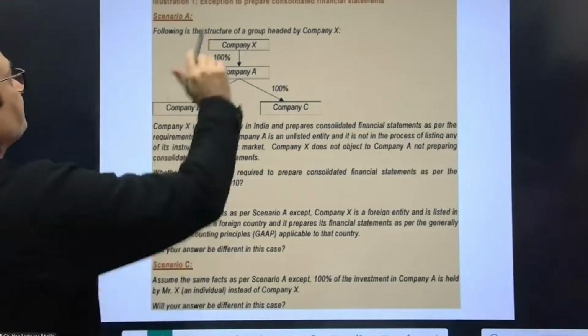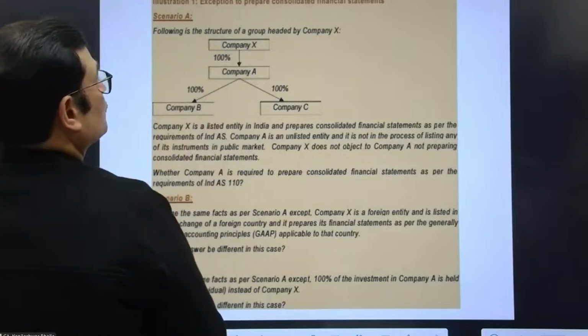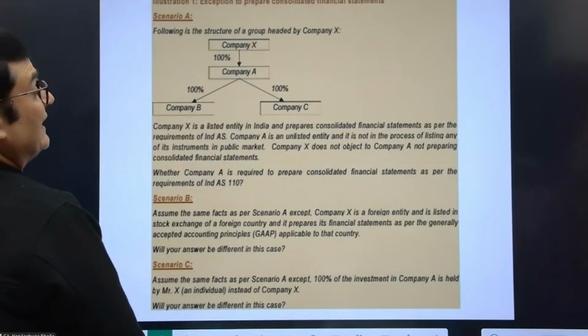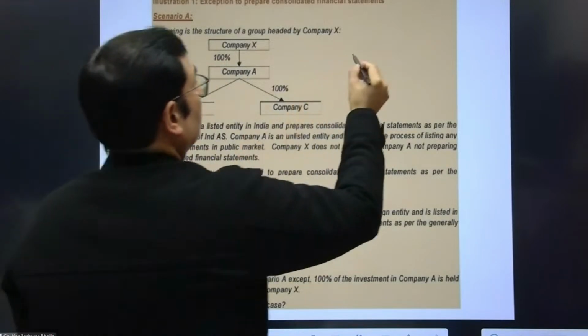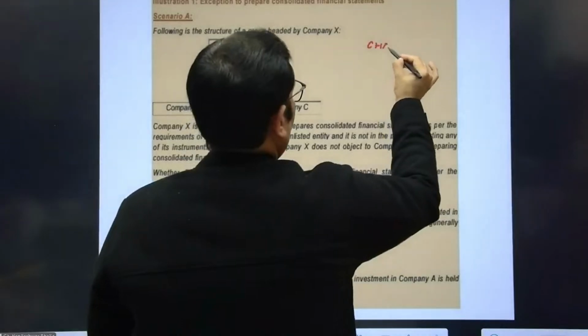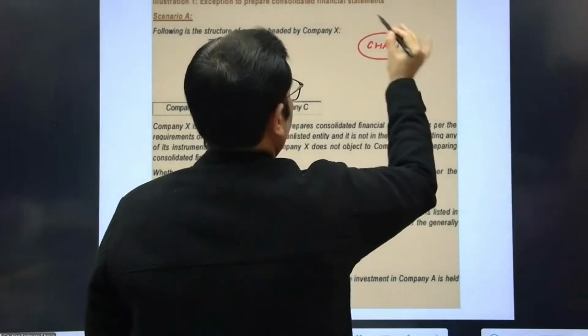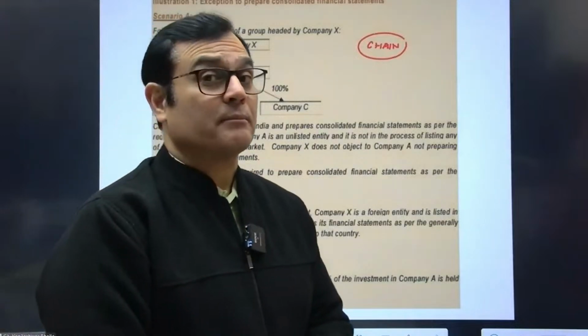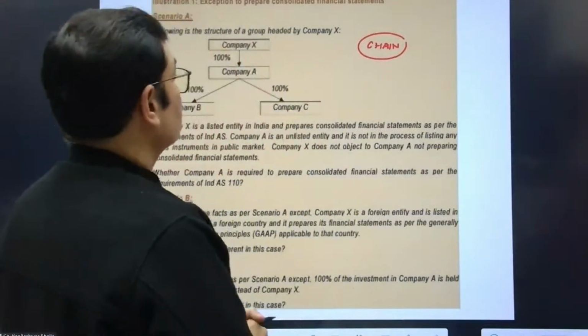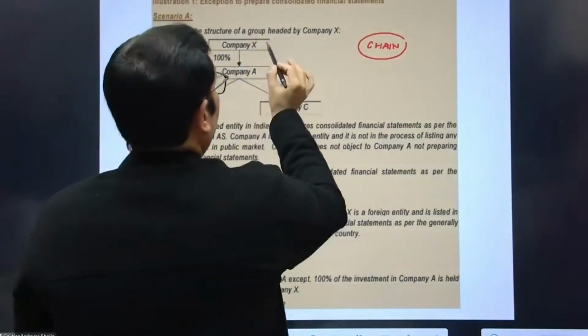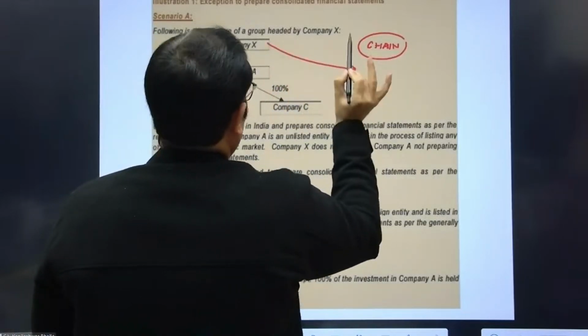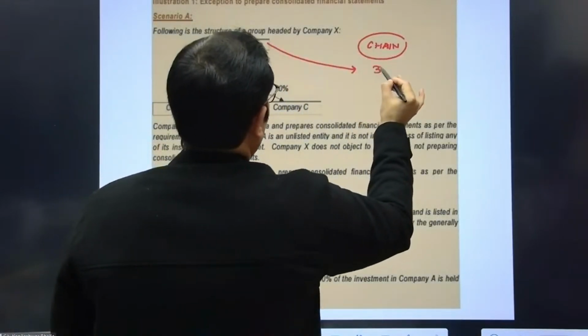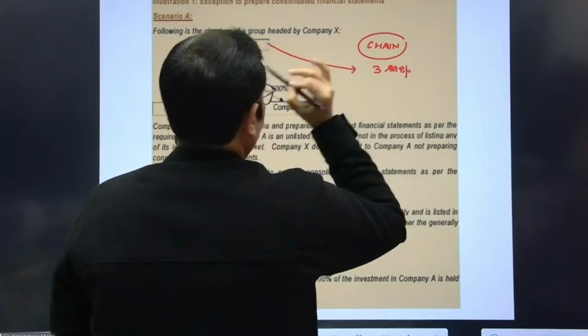Scenario number A. Following is the structure of a group headed by company X. So I can definitely see a chain. My first focus is that I can see the chain. Now see, as I proceed on a step-by-step method, my first focus is that it's a chain. Now for company X, I know one thing, my focus is simply on a 3-step model.